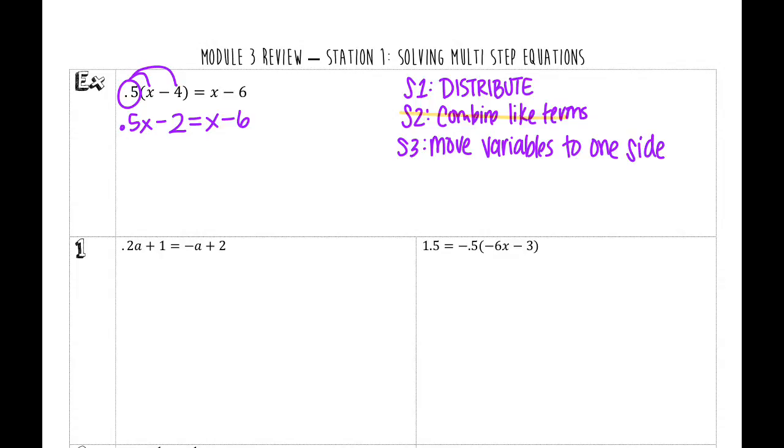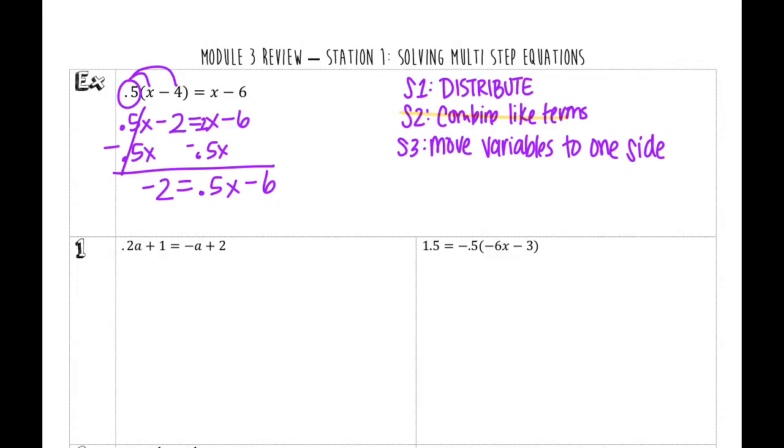And if I look here, I have a 0.5x and 1 whole x. So if I'm looking at these two, half is smaller than 1 whole, so this is the one that I actually want to move. So I'm going to subtract half of x from both sides. Okay, so just a reminder, this is 1 whole x, so I have 1 whole x minus half of x. Bring down -2 equals 1 minus a half is a half, minus 6.